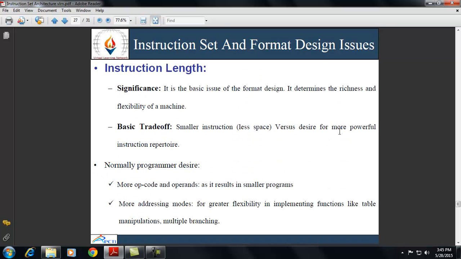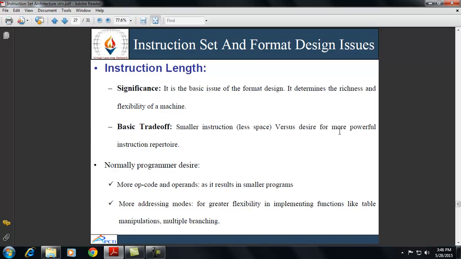The instruction set format design issues also contain the instruction length. Now, what is the significance? It is a basic issue of format design. It determines the richness and flexibility of the machine and basic trade-offs, that is, smaller instructions versus the desire for more powerful instructions. Normally, the programmer desires more opcodes and operands as it results in smaller programs, and more addressing modes for greater flexibility in implementing functions like table manipulation, multiple branching, etc.